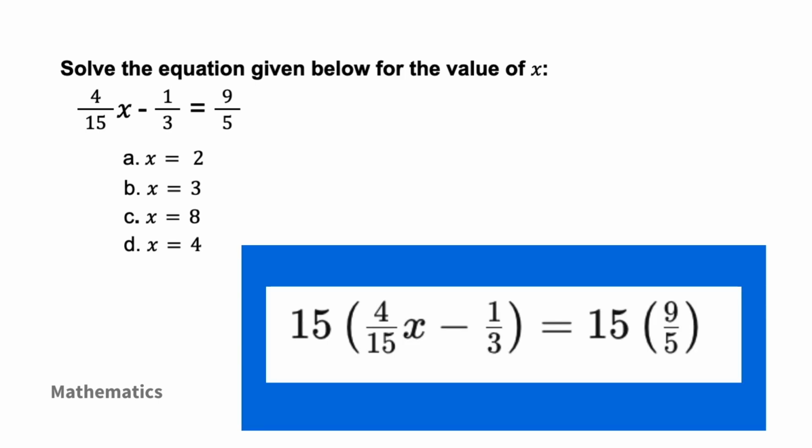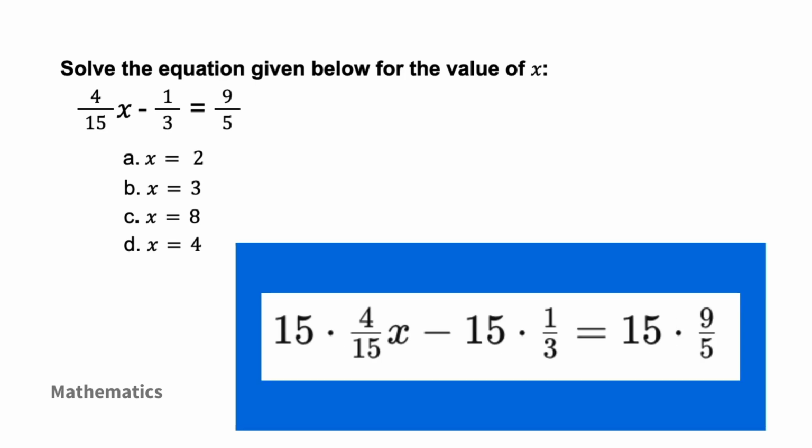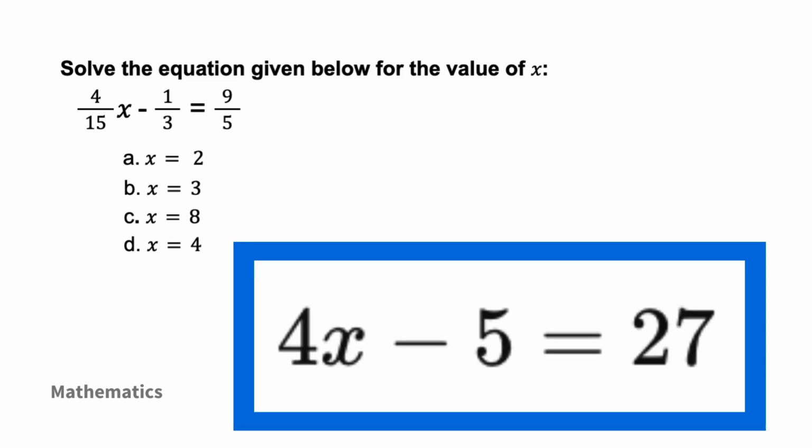To make the equation easier to work with, we'll clear the fractions by multiplying every term by the least common multiple of the denominators, in this case 15, 3, and 5, which the LCM is 15. The next step is to expand both sides. So you can see that on the screen now. Now let's simplify the equation. We have 4x minus 5 equals 27.